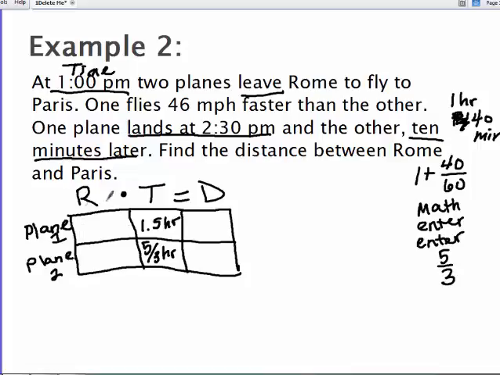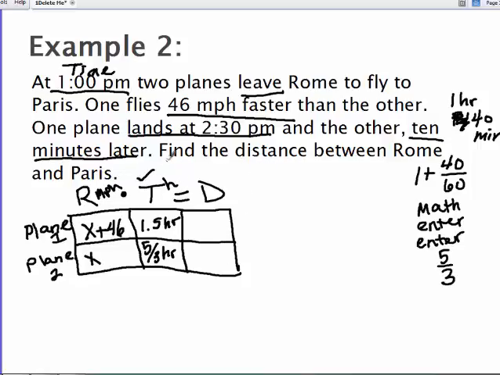Now let's look for our rate information. It says one flies 46 miles per hour faster. Well, which one would be the faster plane? The one that gets there in less time or the one that gets there in more time? The faster plane would be the one that gets there in less time. So if we call this rate unknown, this rate would be 46 miles per hour faster. And both of these are in miles per hour. Time is in hours. Those check.